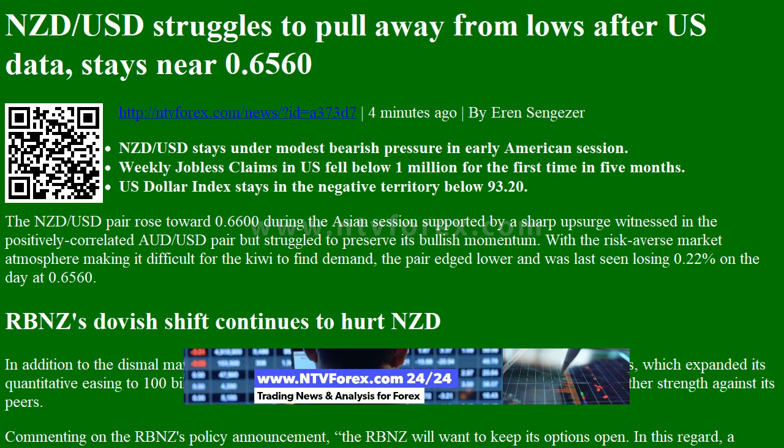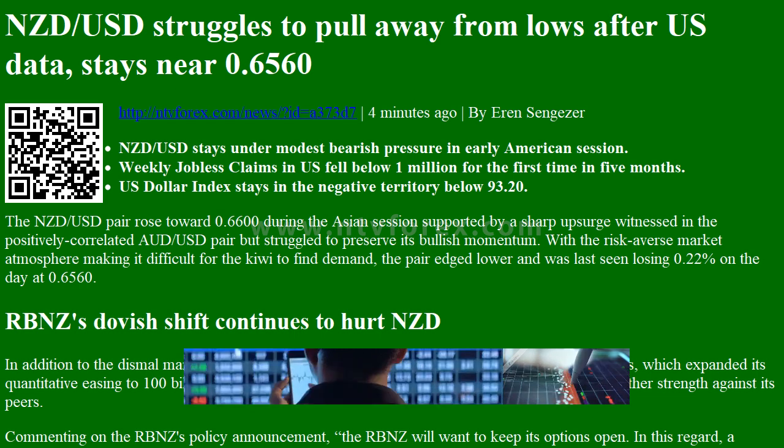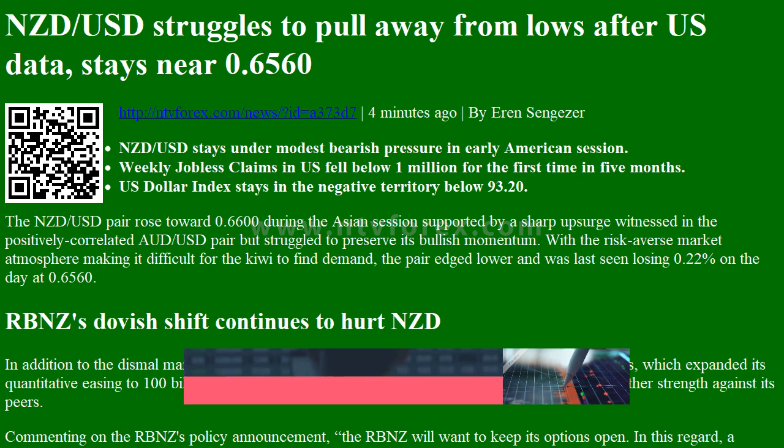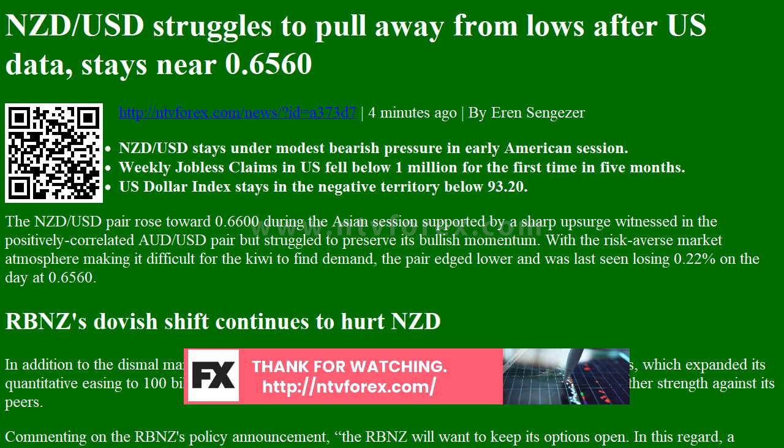NZD/USD stays under modest bearish pressure in the early American session. Weekly jobless claims in the US fell below 1 million for the first time in 5 months. The US dollar index stays in negative territory below 93.20. The NZD/USD pair rose toward 0.6600 during the Asian session, supported by a sharp upsurge in the positively correlated AUD/USD pair, but struggled to preserve its bullish momentum. With the risk-averse market atmosphere making it difficult for the Kiwi to find demand, the pair edged lower and was last seen losing 0.22% on the day at 0.6560.